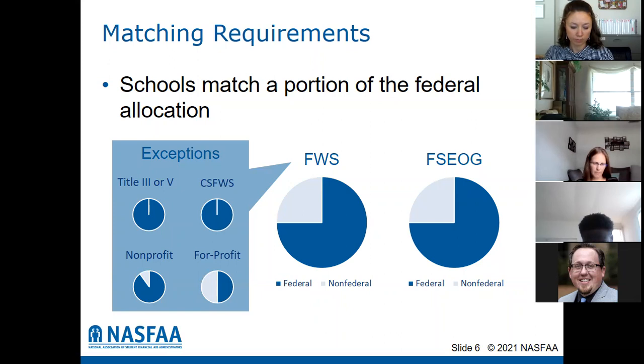A fourth exception would be a 50% federal share and actually a 50% employer share. This is for student employment at a for-profit. It's down here in the corner.